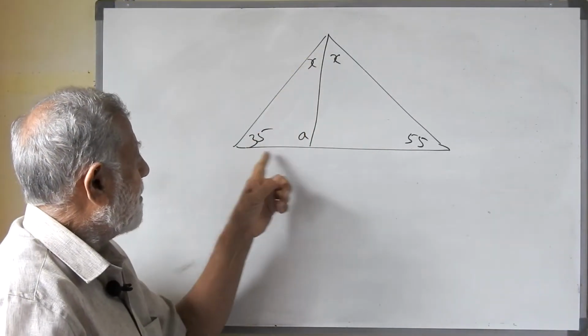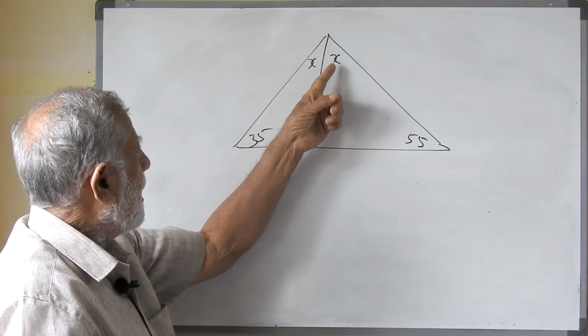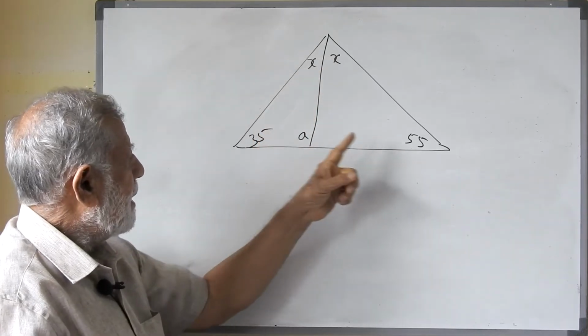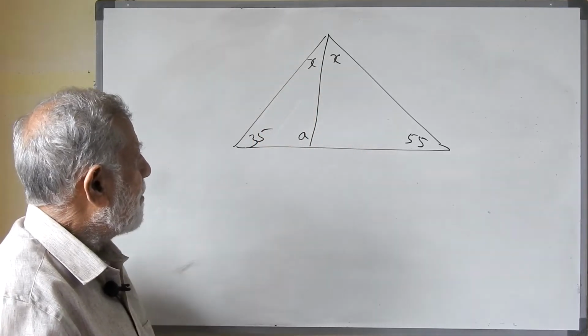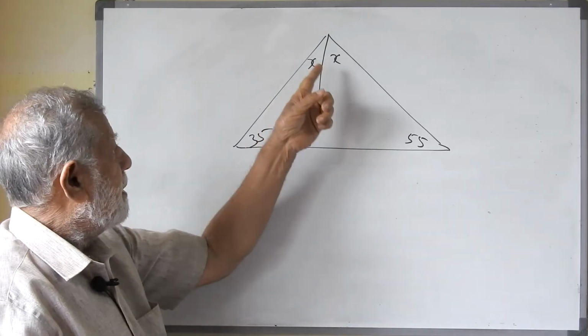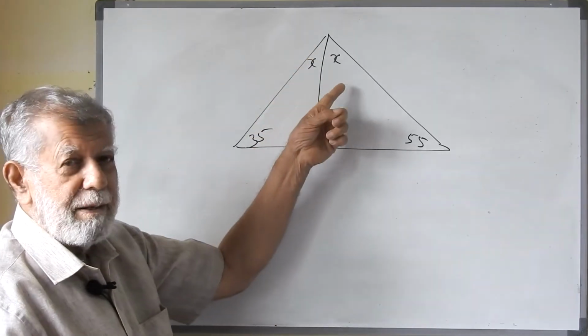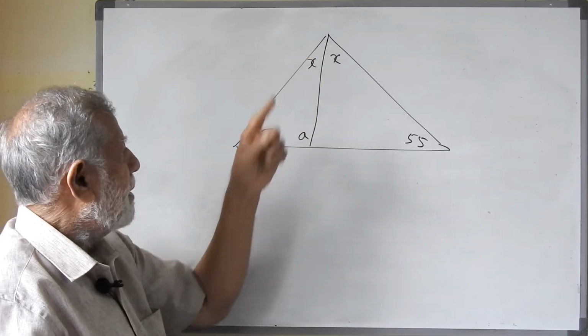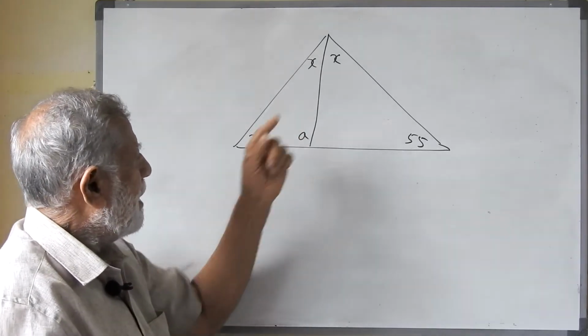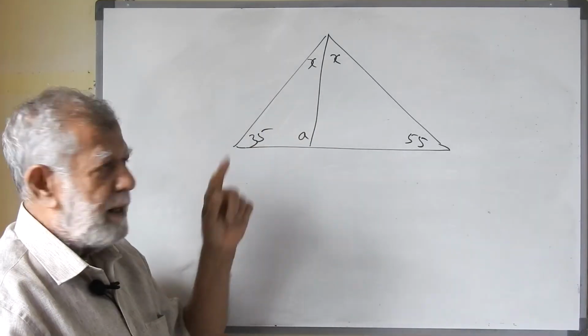Look at this triangle. We have x and x, 35 degrees, 55 degrees, and A here. So x and x means this line is the bisector of this angle. That means these two angles are equal. So how are we to find the value of x and A?